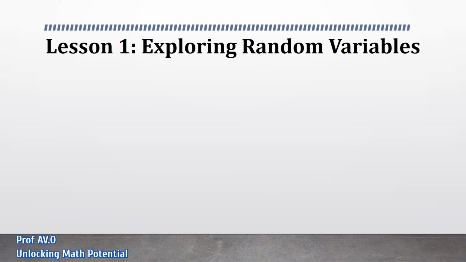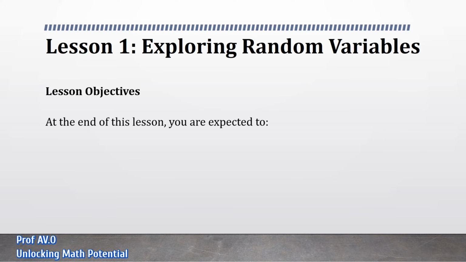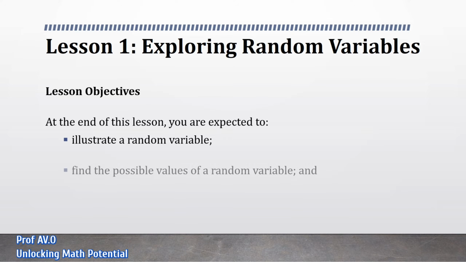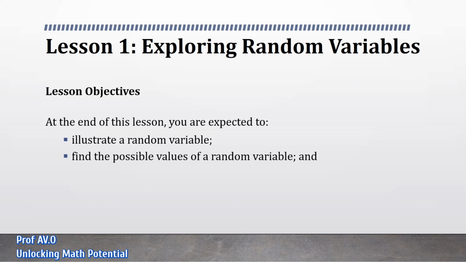Lesson 1, Exploring Random Variables. So let's have our lesson objectives. At the end of this lesson, you are expected to first, illustrate a random variable. Second, find the possible values of a random variable. And third, classify random variables as discrete or continuous.